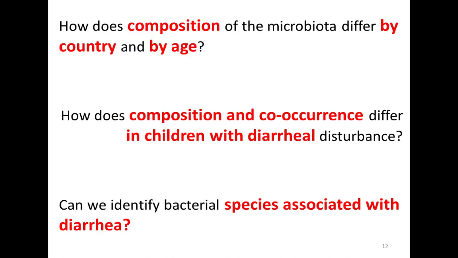So there were a number of questions that we really wanted to answer with this. How does composition of the microbiota differ by country and by age? How does the composition and co-occurrence differ in children with diarrhea? And the main question, for which we had to develop new approaches to analyze the data, was whether we could identify bacterial species that are associated with diarrhea. And that's where we had to develop novel statistical methods and normalization approaches for detecting differentially abundant species.